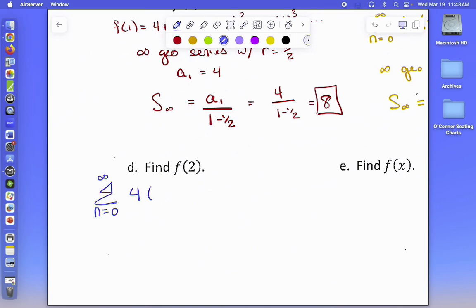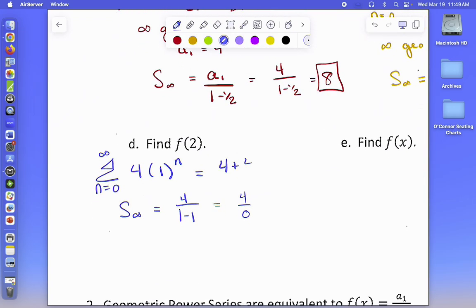Two divided by 2 equals 1. So for this one, we have our infinite sum is our first term divided by 1 minus our ratio. Oh, uh-oh. What does this tell us? Indeterminate. It diverges, which we knew. 1 to the n diverges. 4 times 1 to the n diverges. You could also think about this: it's 4 plus 4 plus 4 plus 4. That's our series, right? This diverges. We cannot find that.